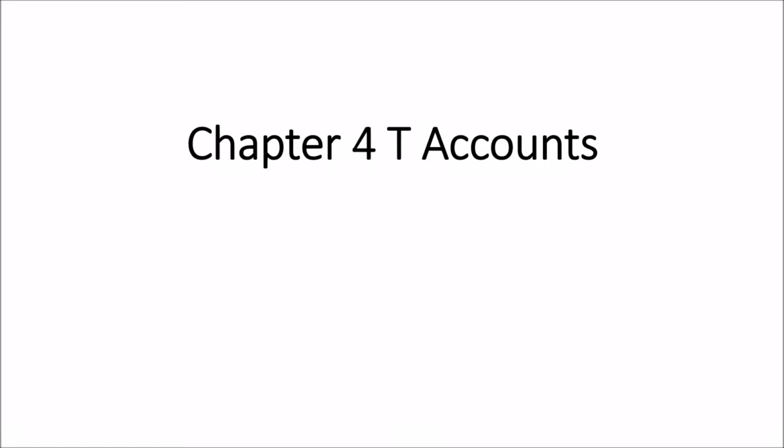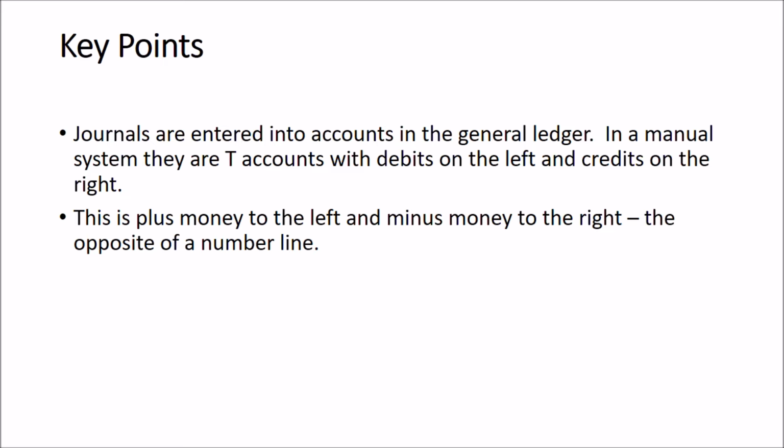Chapter 4. T accounts. The key points for this chapter. Journals are entered into accounts in the general ledger. In a manual system, they are entered into T accounts with debits on the left and credits on the right. This is plus money to the left and minus money to the right, the opposite of a number line.